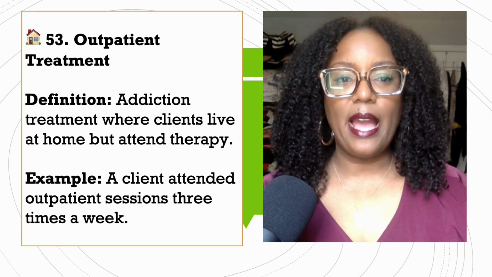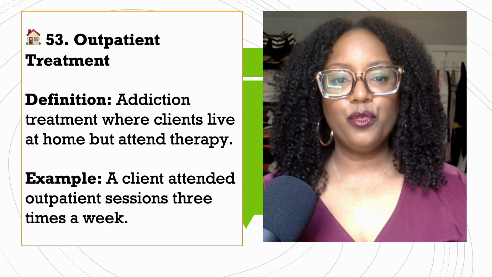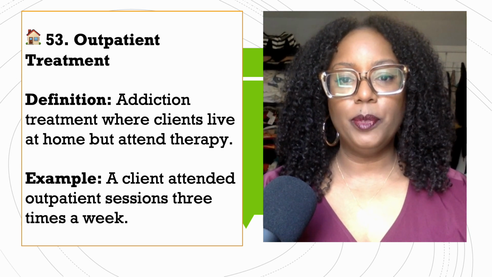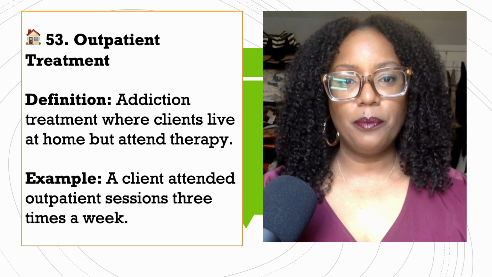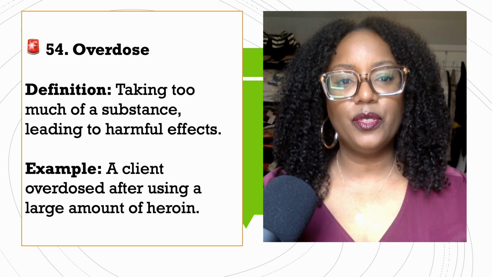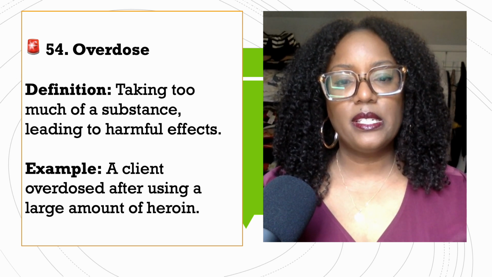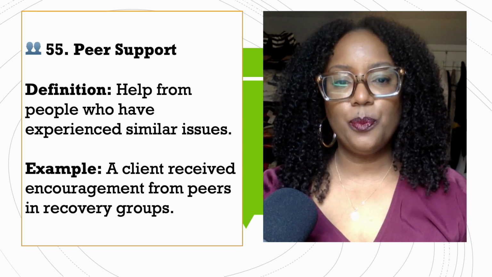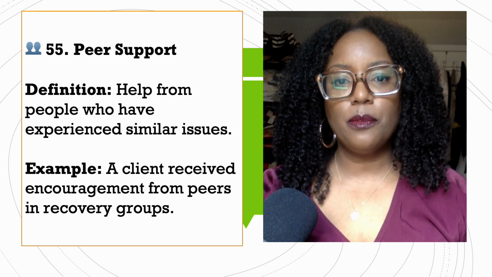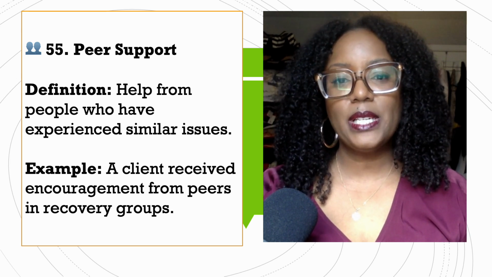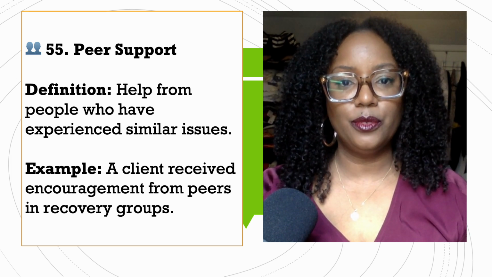Term 53 is outpatient treatment. This type of treatment allows clients to get support while living at home. It's ideal for people who need structure without full-time care. Term 54 is overdose. An overdose happens when the body can't handle the amount of a drug taken. It's often accidental and can be life-threatening. 55 is peer support. Peer support is support and help from people who have similar experiences. It helps clients feel understood and not alone.